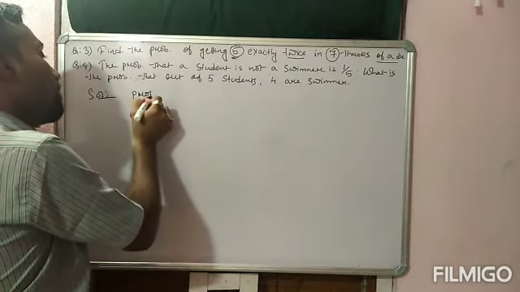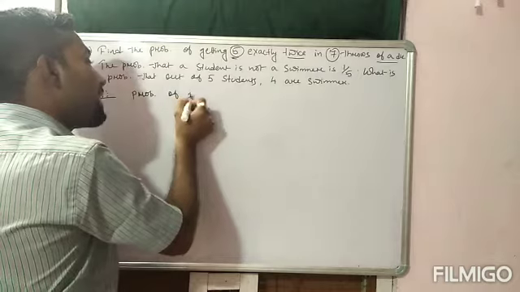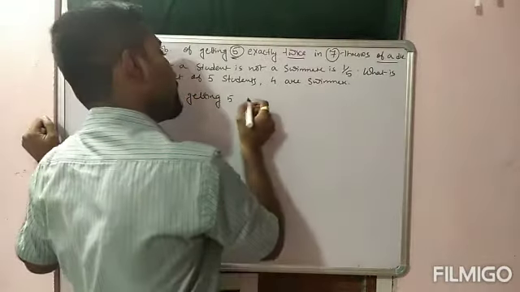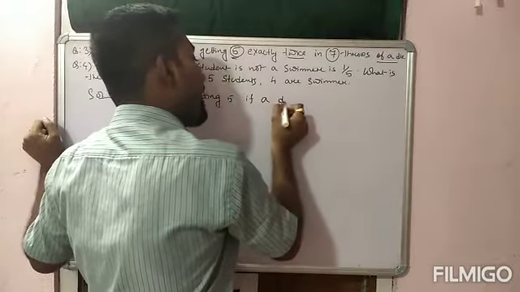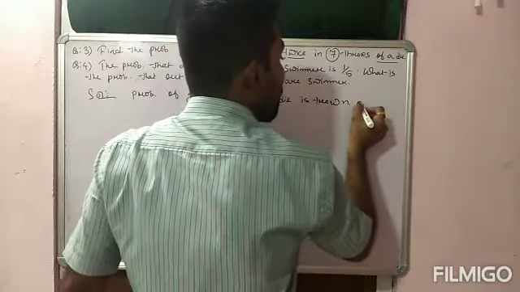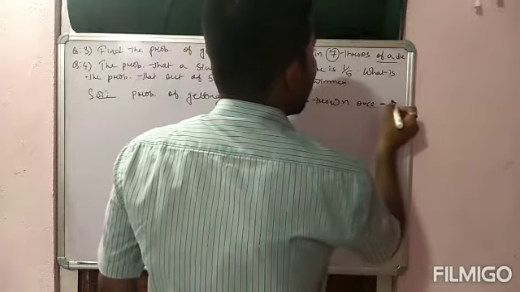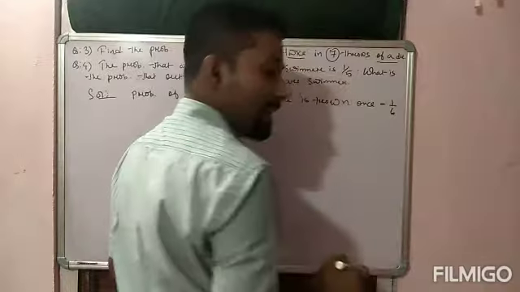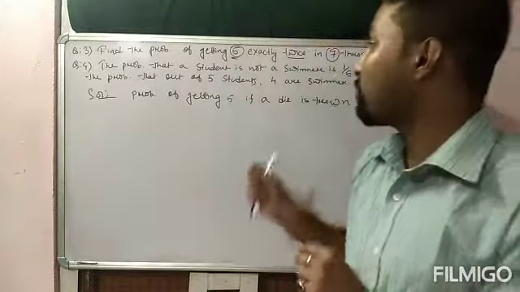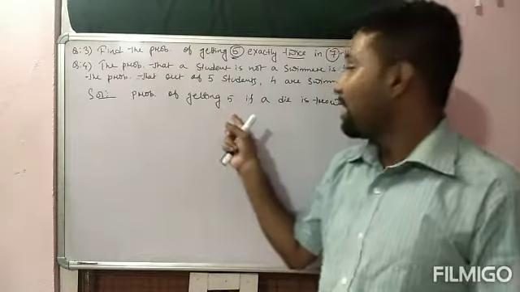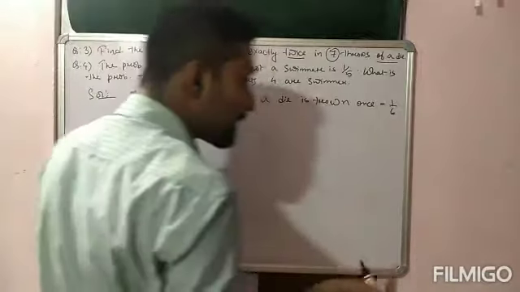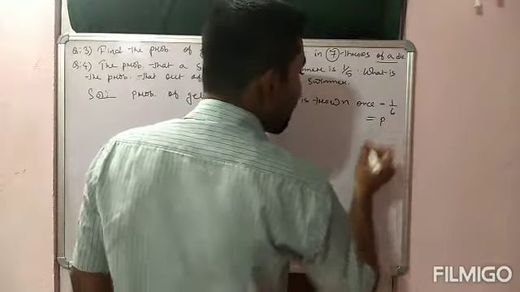So first of all, find out the probability of getting 5 if a die is thrown once. This is equal to 1 by 6 only. Yes, there are 6 faces. Out of 6, one face contains 5. So probability of getting 5 if a die is thrown once is 1 by 6. So question में जो पूछा जाता है वही होता है p का वैल्यू. So this is the value of p.